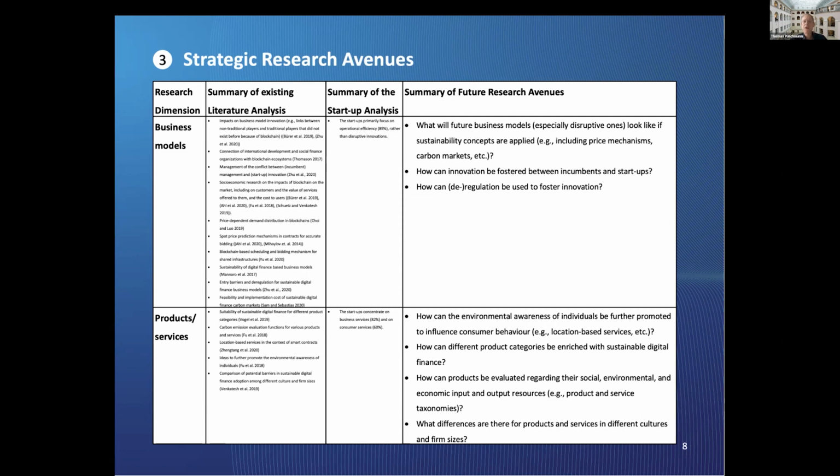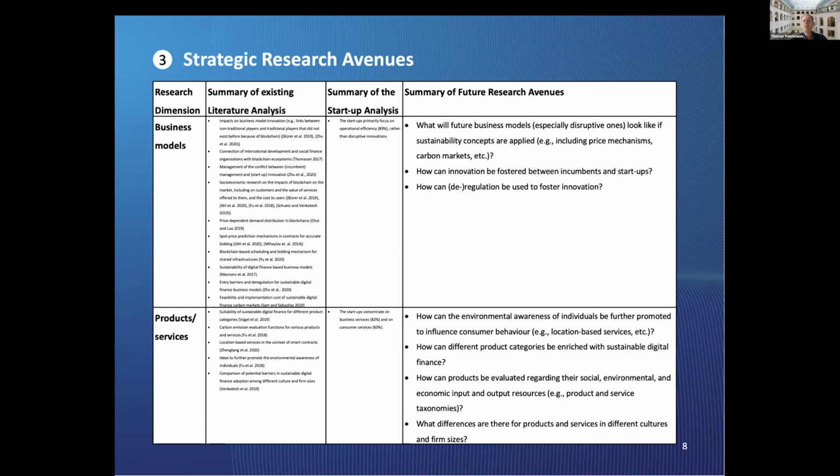So on the business model side, based on the findings that we have now from our analysis, questions arise here: what will future business models, especially the disruptive ones, look like if sustainability concepts are applied? Like carbon markets or new pricing mechanisms, new models there. So how will they look, and what patterns will they follow?